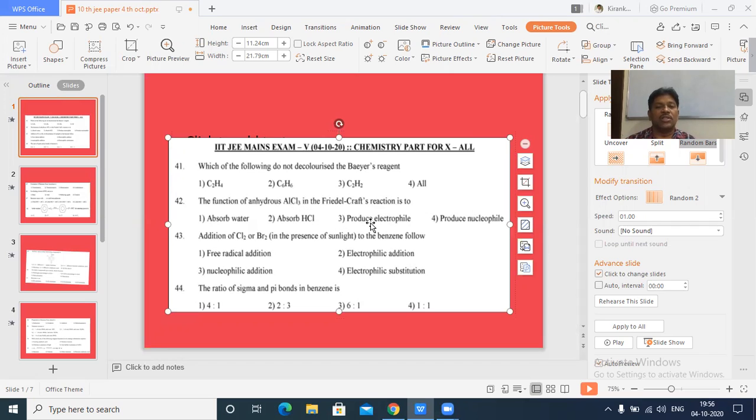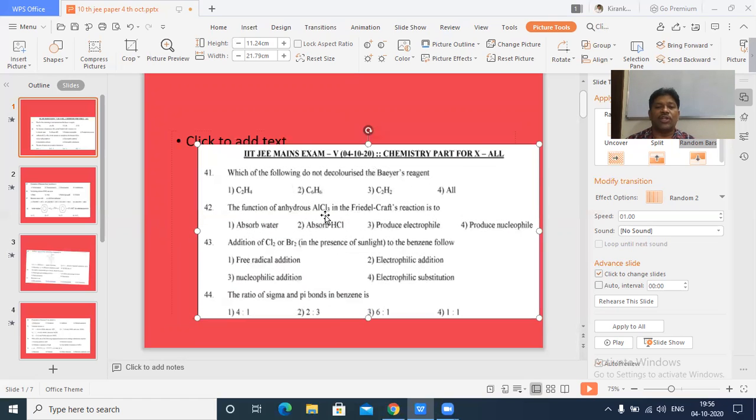So AlCl3's function here is to produce the electrophile. Not only AlCl3, but we also use FeCl3. FeCl3 is also a Lewis acid. So its function also is to produce the electrophile, in Friedel-Crafts reactions. Friedel-Crafts alkylation and Friedel-Crafts acylation reactions. In those reactions, AlCl3 will produce the electrophile. So that point we have to understand.